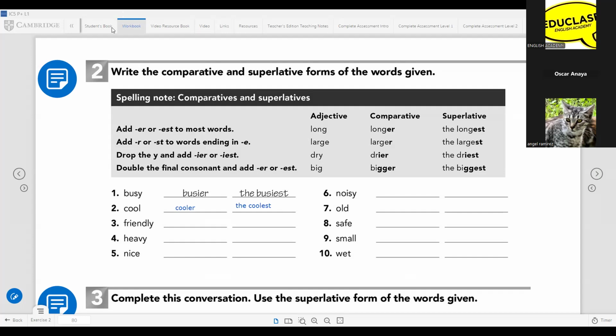And friendly, friendlier, the friendliest. And friendly has two syllables. The most friendly would be. Heavy, heavier, the most heavy. Nicer. Noisier, the noisier. Older, safe, safest. Smaller.